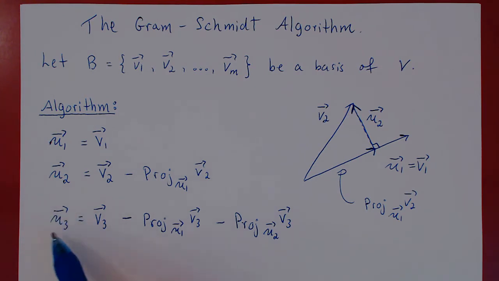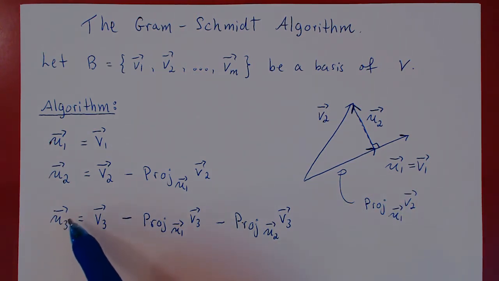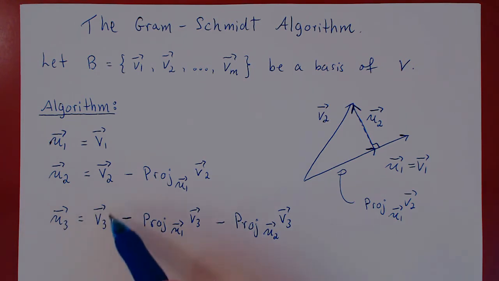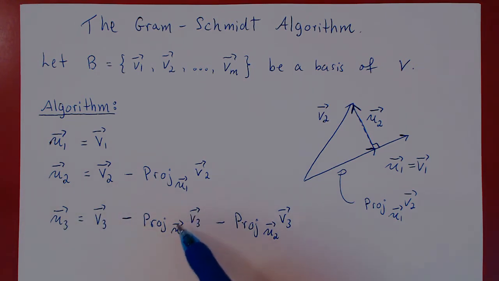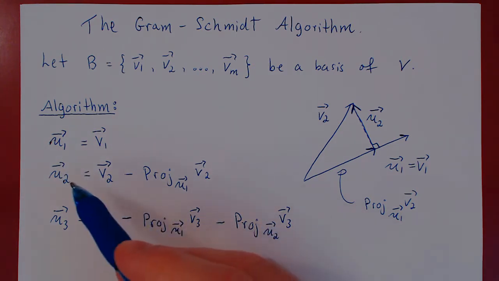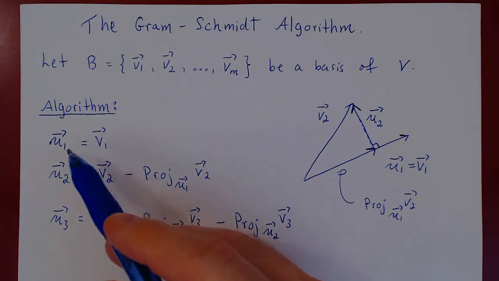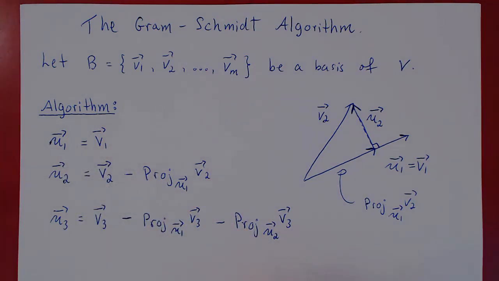And how would you prove that u3 and u2 are perpendicular? Dot u3 with u2, expand everything out, and you will get zero. But again, because we only remove from v3 a component along u1 and a component along u2, we don't lose anything through our space because we already have vectors u1 and u2 to span those directions.